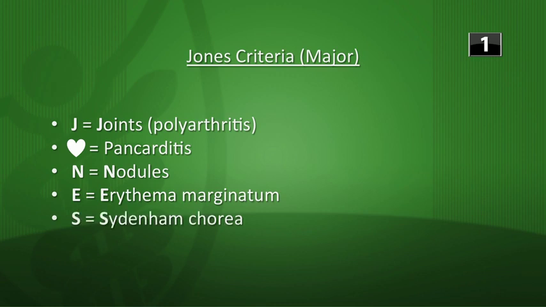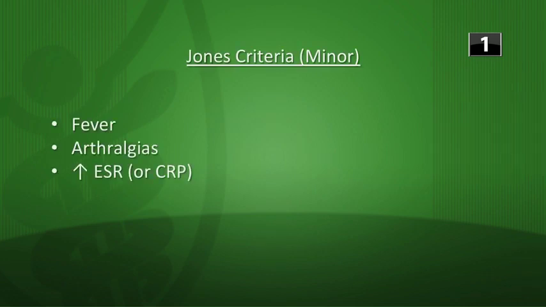And S is for Sydenham chorea, which is the choreiform erratic movements, and they can happen in the face, the tongue, the upper limb, so a lot of erratic movements there. So those are the major criteria. Those are the Jones criteria. Don't get those mixed up with the minor criteria. So you need 2 of these major plus 1 minor, and the minor criteria are fever, arthralgias, elevated ESR or CRP, prolonged PR interval on EKG. So those are pretty nonspecific, so they're less important for you to know, but you should definitely know those Jones criteria. Next question, what is the cause of hypertrophic cardiomyopathy?